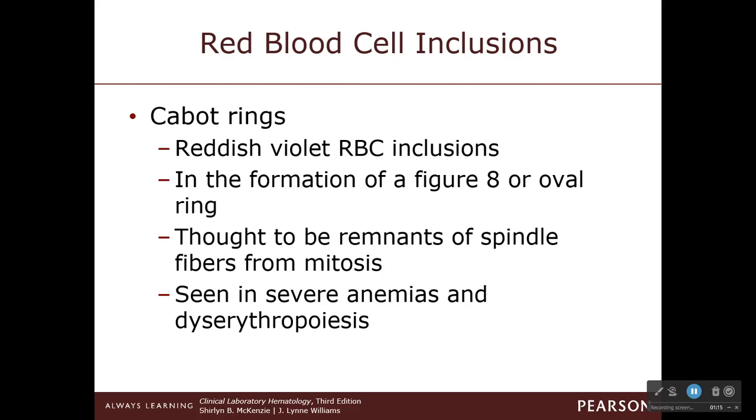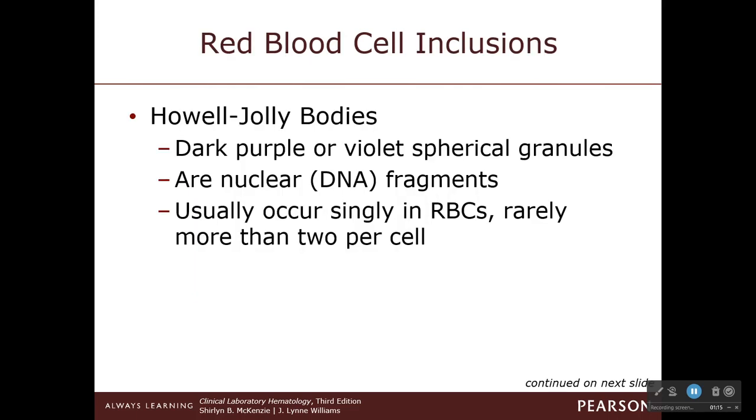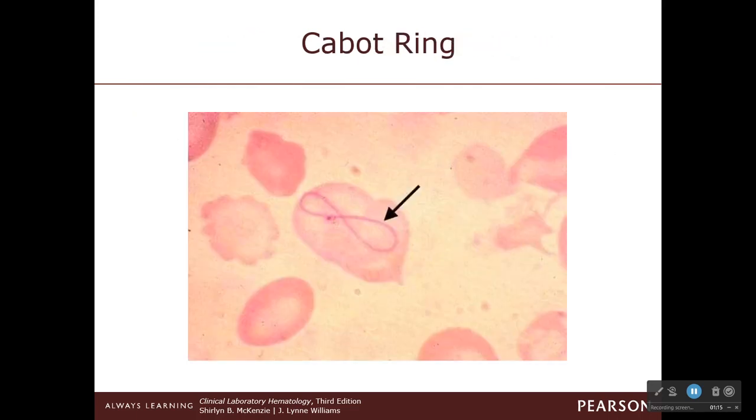Like maybe it doesn't complete, you know, how we talked about the rubriblast divides and goes through several phases of mitosis. Something happens and it stops and doesn't continue. That would be dyserythropoiesis. There was an abnormality in the production. Okay, all right. Questions about Cabot rings, guys?